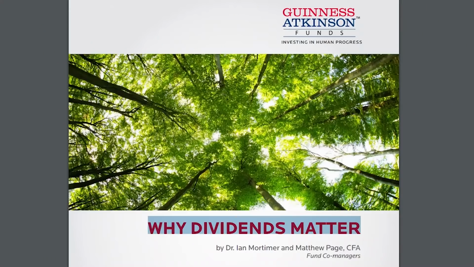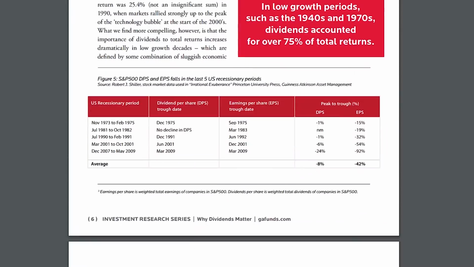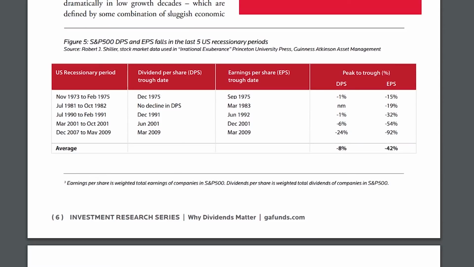In a study by Dr. Ian Mortimer and Matthew Page titled Why Dividends Matter, it was found that during recessions, dividends do not drop as much as earnings. For example, in the 1973 to 1975 recession, earnings per share dropped by 15%, but dividends per share dropped by only 1%. Even during the 2007 to 2009 recession, when earnings per share dropped so much, dividends per share only dropped by 24%. However, if not done carefully, this might end up hurting the company instead.